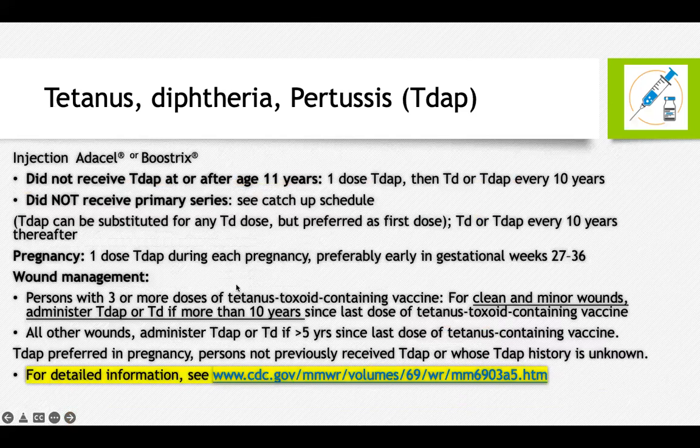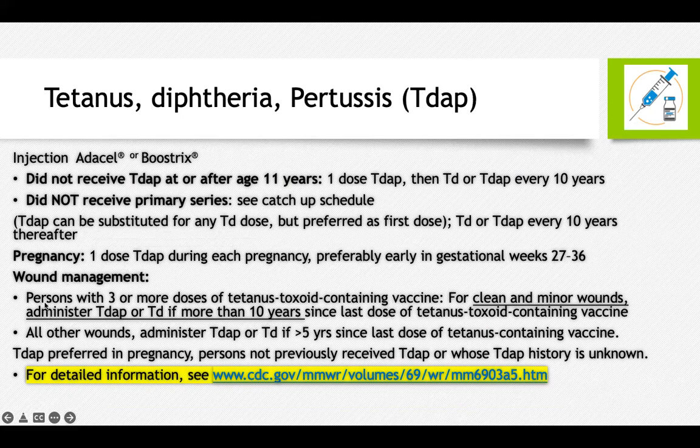Okay, so Tdap. It's an injection. So if you did not receive Tdap at or after age 11, you get 1 dose of Tdap, and then Tdap every 10 years, like a booster. Okay, so if you're pregnant, you're going to get 1 dose of Tdap during each pregnancy, preferably early in gestation, 27 to 36 weeks.